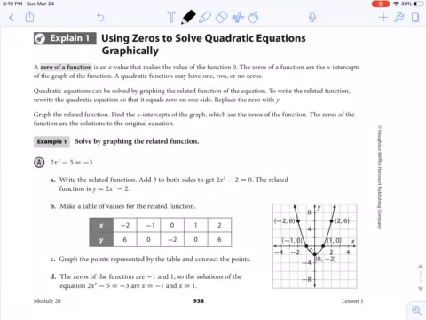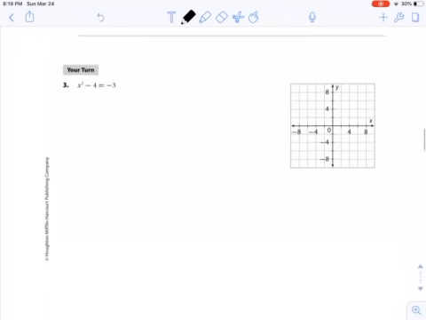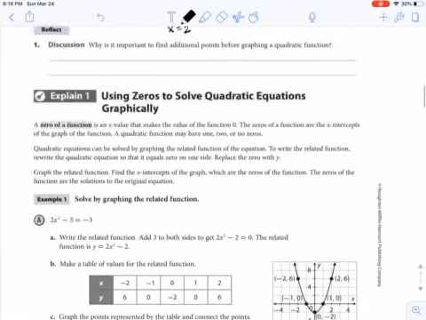Okay guys, so we're going to continue on with 20.1, except now we're looking at the explain one, which is using zeros to solve quadratic equations graphically. So we're going to be working with page 938 and 939, so make sure that you have those pages.